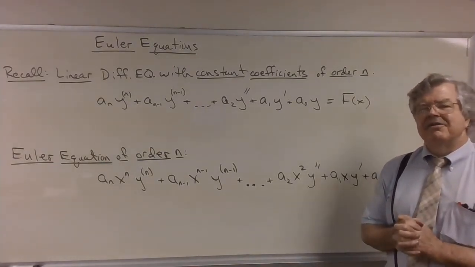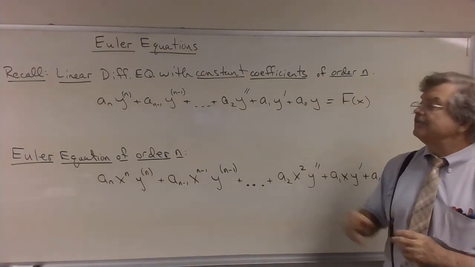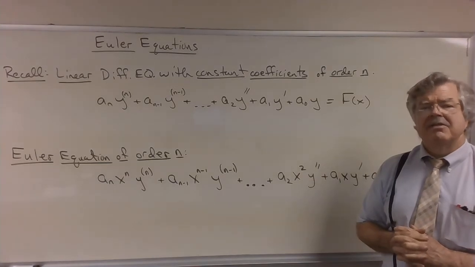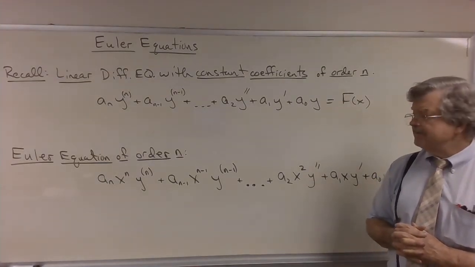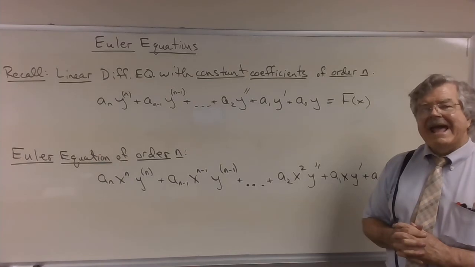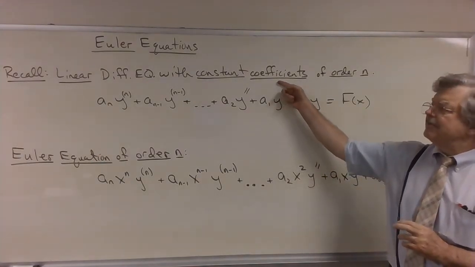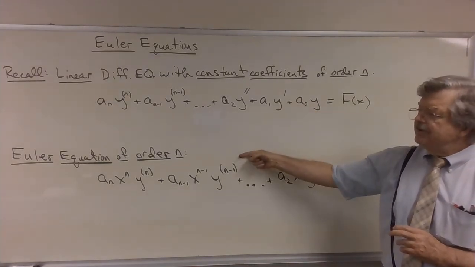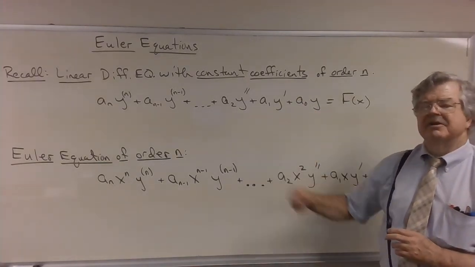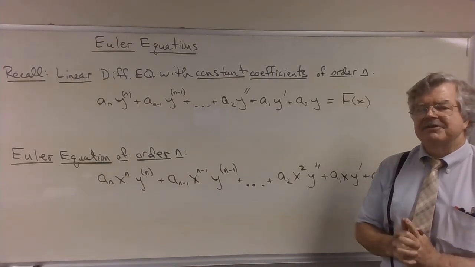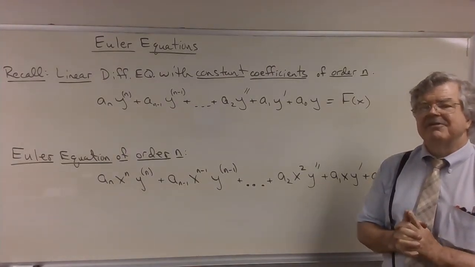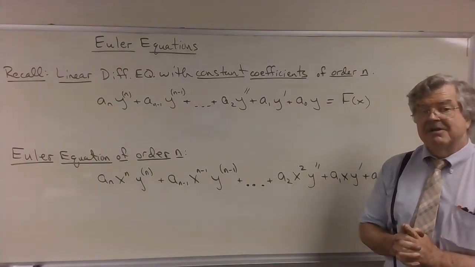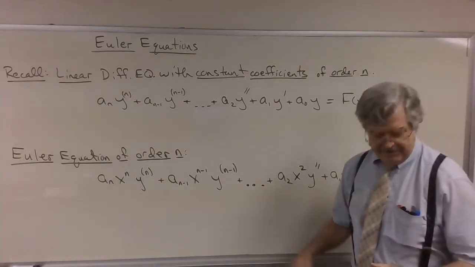This is another one of those equations, in addition to linear differential equations with constant coefficients, that we're going to learn how to solve. And as is the case with linear differential equations with constant coefficients, when we solve an Euler equation, the first step is to find the complementary solution, the solution of the complementary equation.